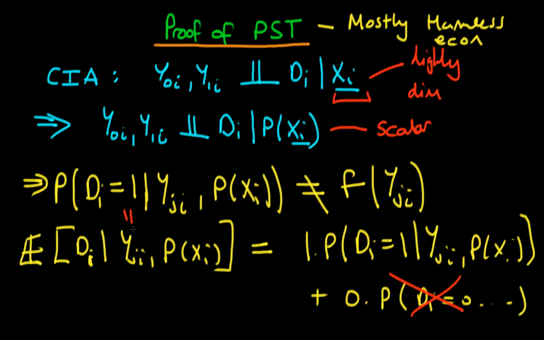We're going to continue our proof of the propensity score theorem in the next video, and we're going to prove that the treatment is independent of the potential outcome variables, conditional on the propensity score.